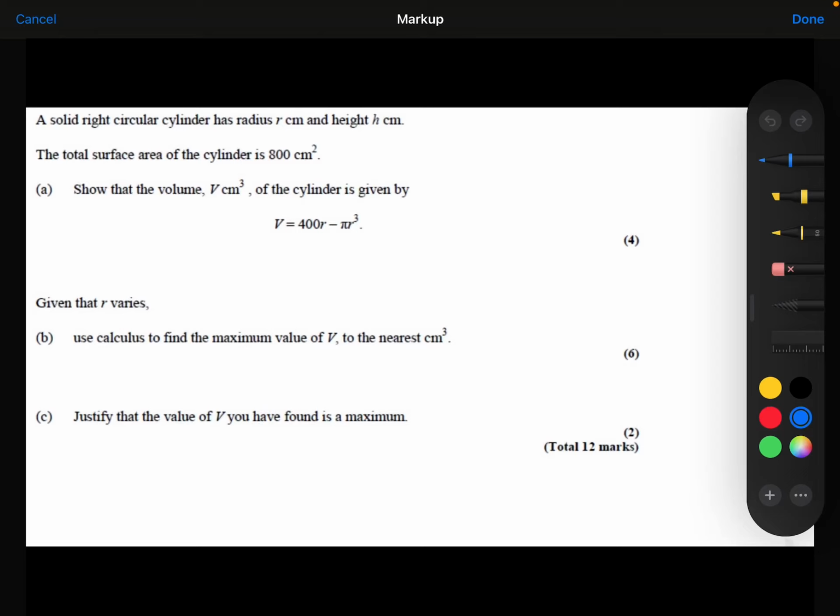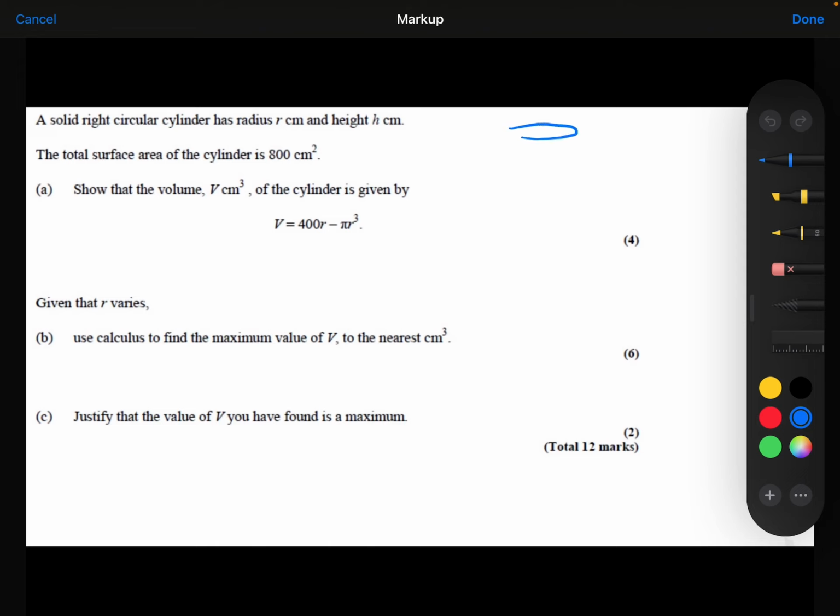A solid right circular cylinder has a radius of r centimetres and a height of h centimetres. The total surface area of the cylinder is 800 centimetres squared. I need to show the volume of the cylinder is given by V equals 400r minus pi r cubed.